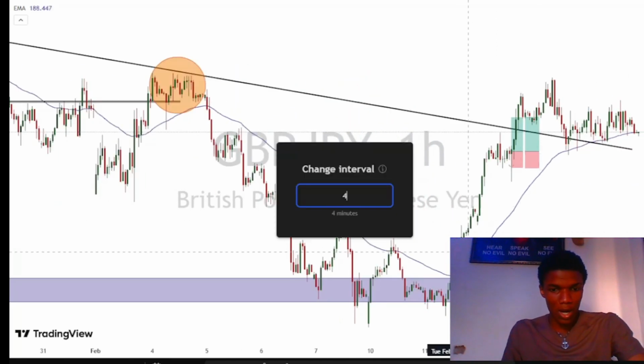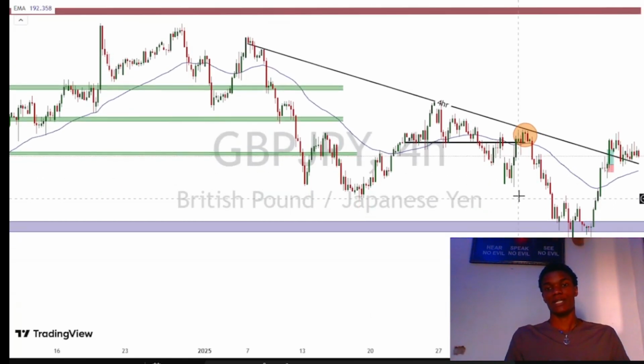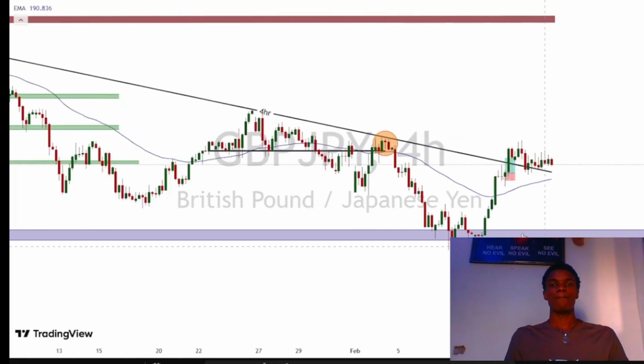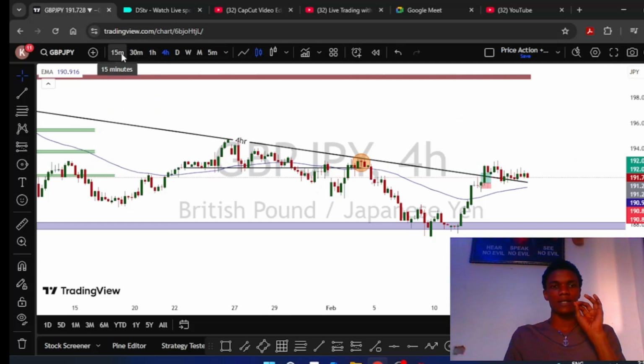But if you come to the 4 hour, you can see that it's a kind of retracement, because you can see the massive push, you can see the buy. It's kind of like a retracement. You can see the trend line, everything's still intact. But because of the three time frames below the 4 hour showing us buys.